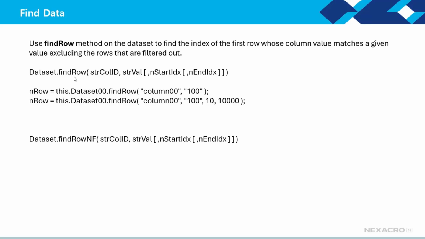In this method, you have an option to provide the start and end row number. If no row number is provided, the start will be 0 and the end will be the row count of this data set. So in this example here, find row, a value 100 in column 00, starting from row 10 to row 1000.